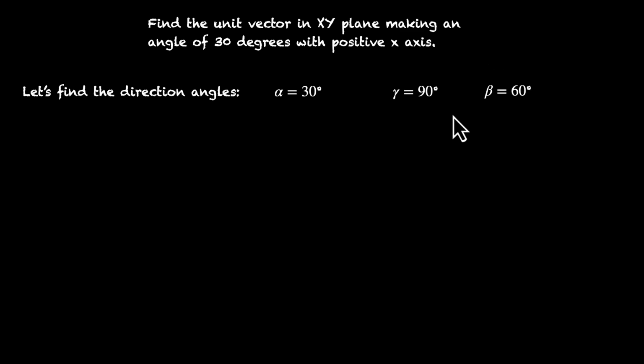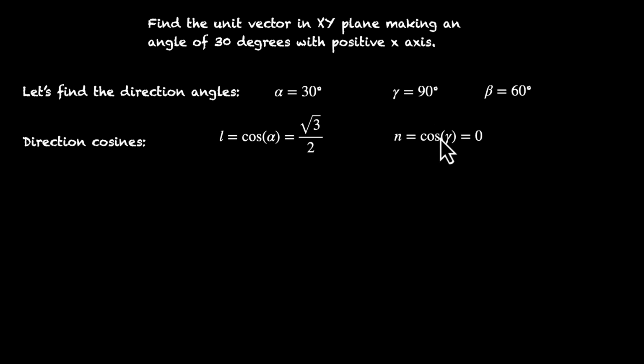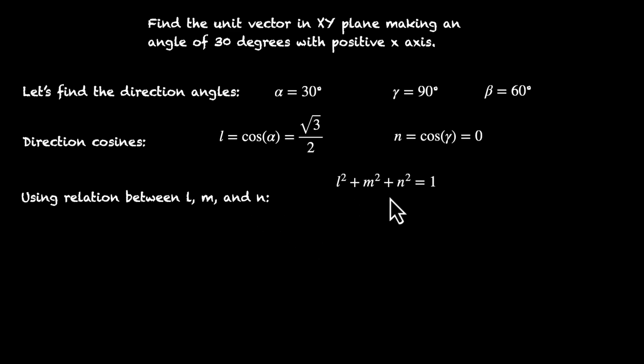We can find the cos of these angles and get our unit vector. But to be double sure, let's find the value of beta. Let's find the angle that it makes with y-axis using our relationship between cos of these angles. So let's find direction cosines. We know cos of alpha, that's going to be cos of 30, that's root 3 by 2. Cos of gamma, that's going to be cos of 90, that's 0. Now we need cos of beta, and the relation that we have is L square plus M square plus N square equal to 1. So we can plug these values.